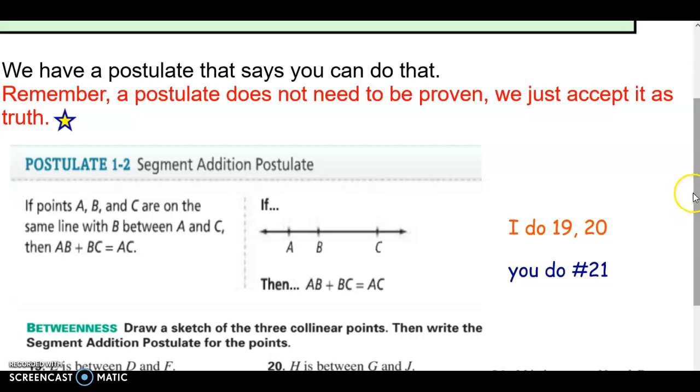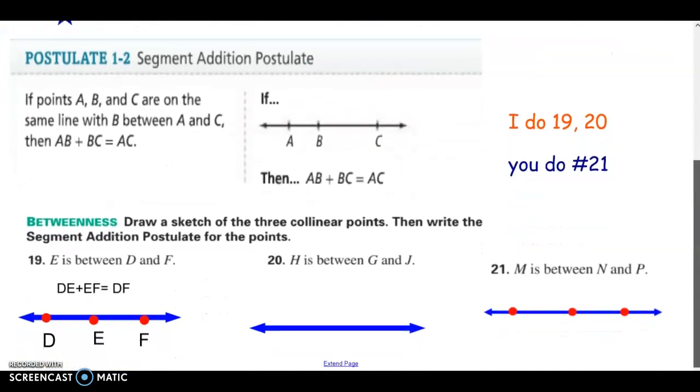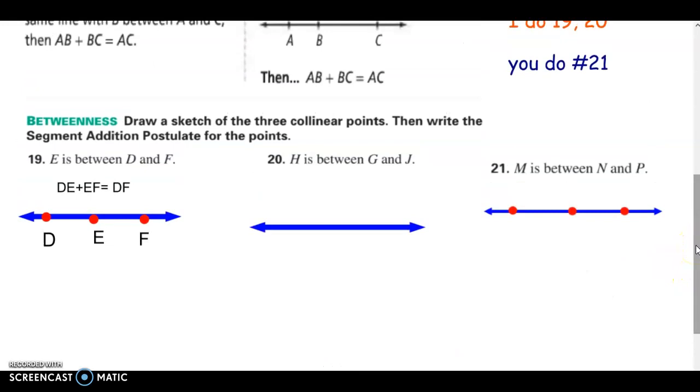So we have a segment addition postulate, and it says, if I have a small segment, A to B, and another segment, B to C, and I add them together, I should get A to C. So 2 small segments add up to a big segment. All right, so let's start with following a few directions, using the correct notation, and just writing some equations.